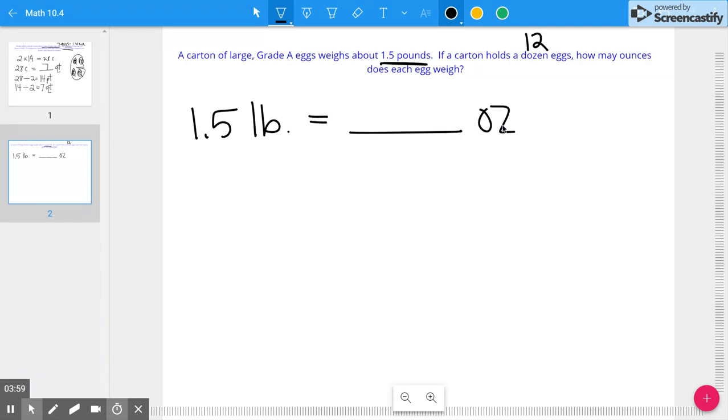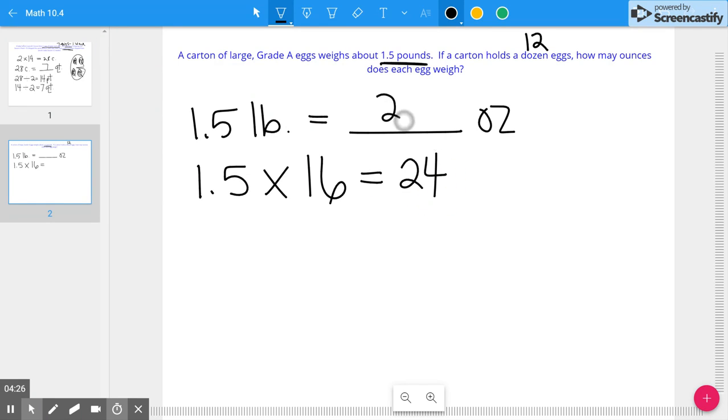Well, I need to figure out how many ounces this is first. So I need to go from big to small. Best soccer mom. So I start with what I know. Best soccer mom means multiply. And I know that there are 16 ounces in 1 pound. If I'm looking at my conversion chart, 1.5 times 16 equals 24 ounces. But that's for the carton of eggs. My question is asking how many ounces does each egg weigh? So I'm not done. This was only part 1.